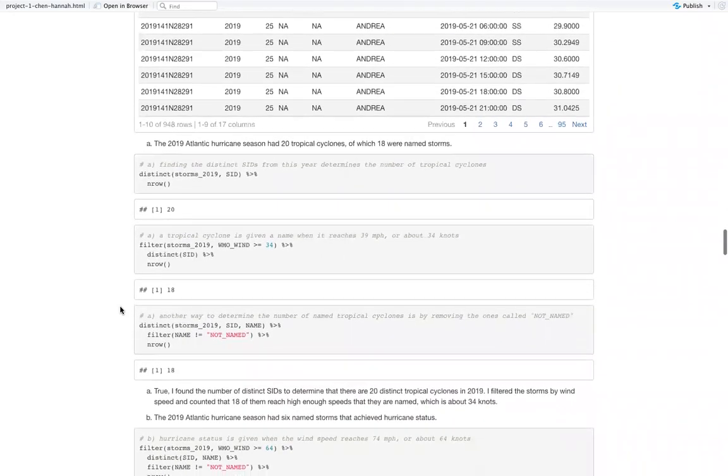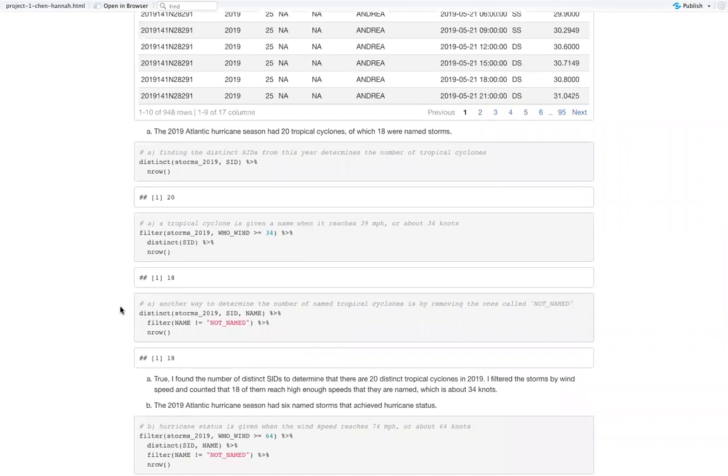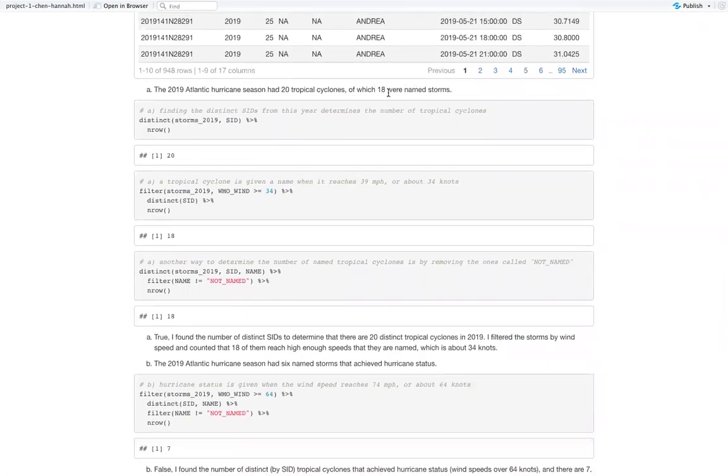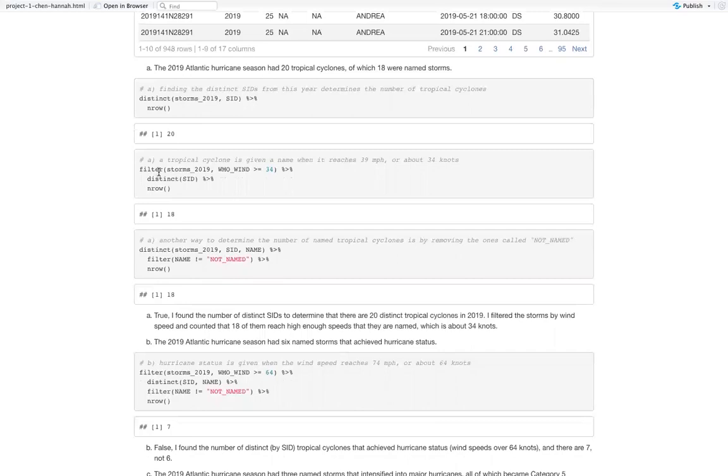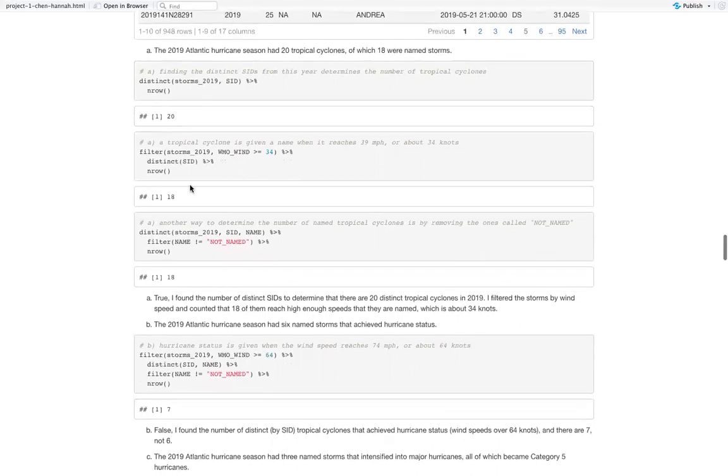So for part A, it can be broken down into two parts. The first one is that there are 20 tropical cyclones, which I can just use distinct according to the storm identifier. And then 18 of them are named. So the first method that I used was to, by definition, have the storms that are above 34 knots, and there are 18 of those.